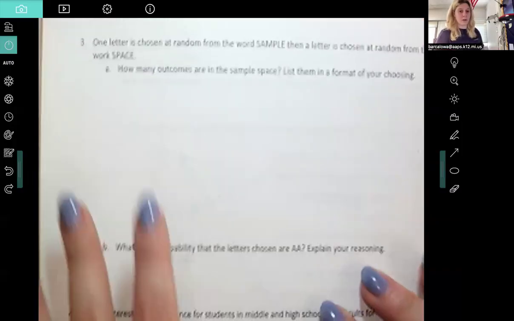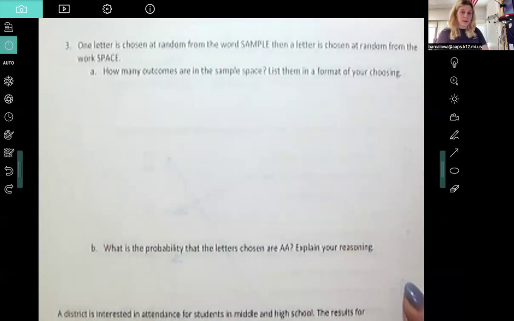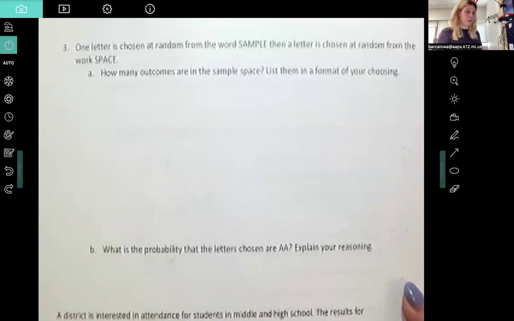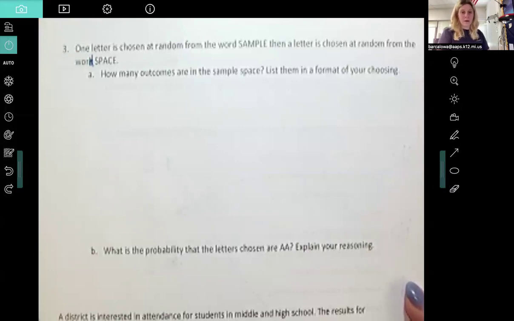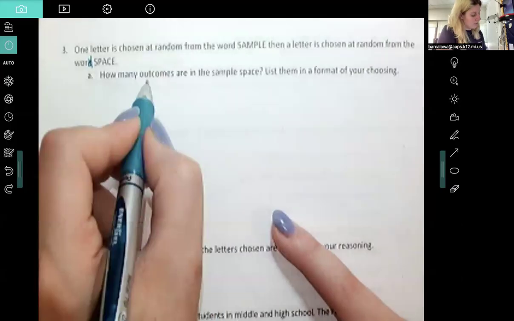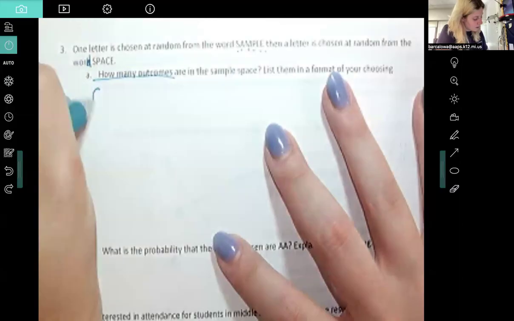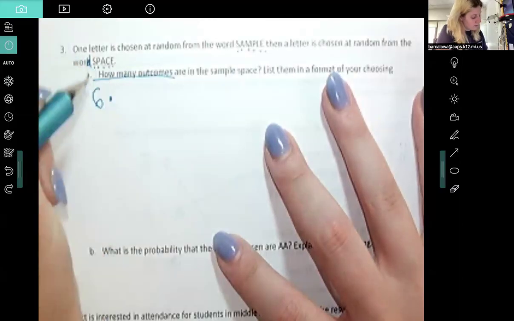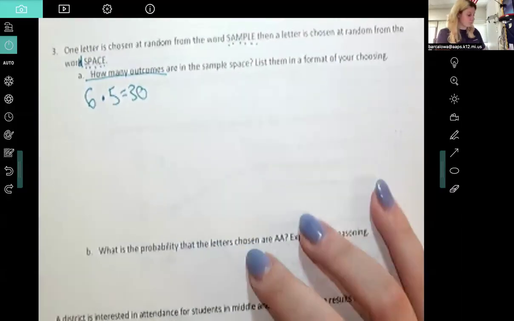More letters. One letter is chosen at random from the word sample. Then a letter is chosen at random from the word space. Oop, that should say word. How many outcomes are in the sample space? To find how many outcomes when I have 2 events happening, you multiply them together. This is a 1, 2, 3, 4, 5, 6 letter word. 1, 2, 3, 4, 5 letter word. So there are 30 possible outcomes.